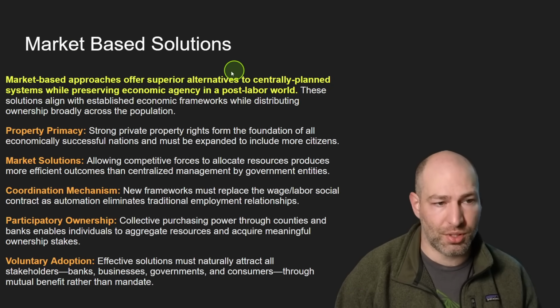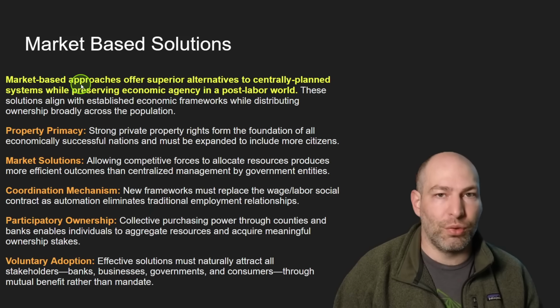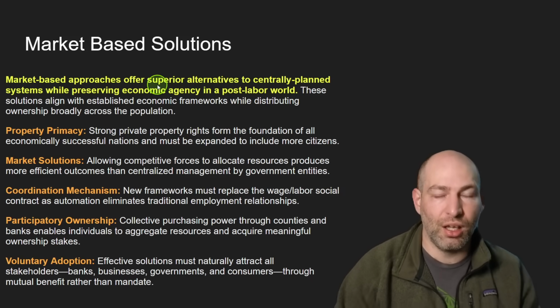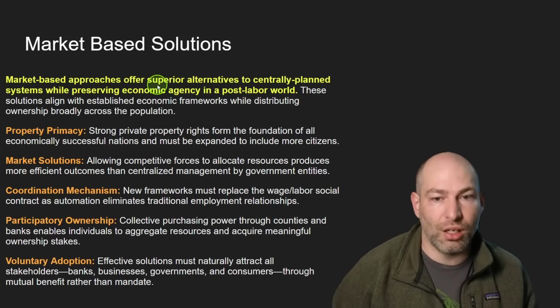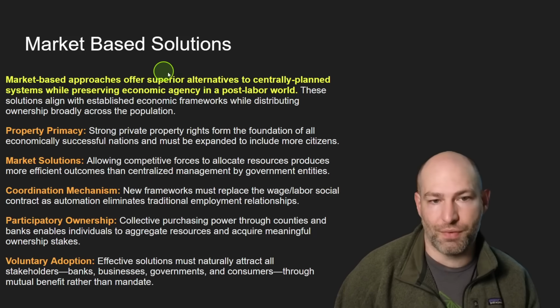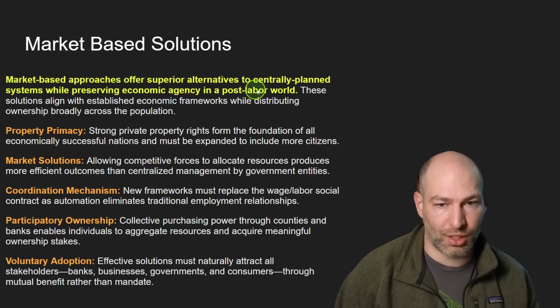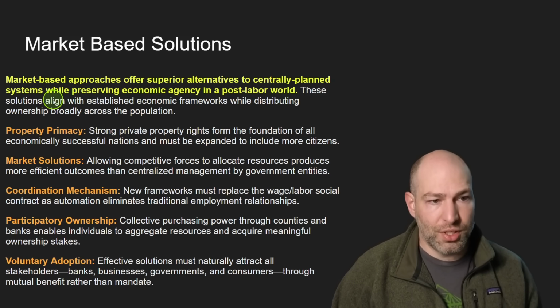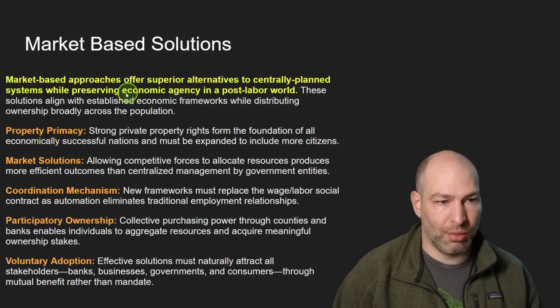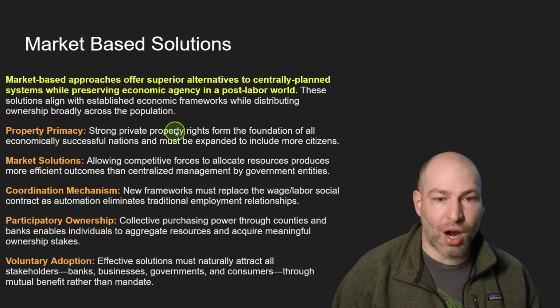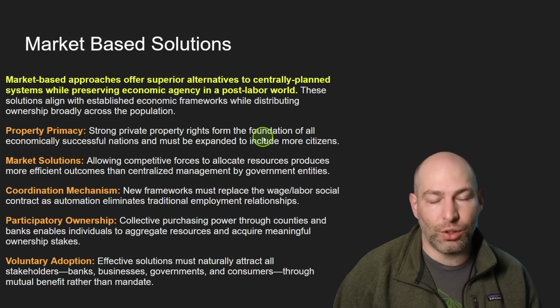Next is market-based solutions. Basically, you want as little government intervention as possible. So market-based solutions is one of the primary goals of post-labor economics, is finding decentralized, distributed methods. So market-based approaches offer superior alternatives to centrally planned systems while preserving economic agency in a post-labor world. These solutions align with established economic frameworks while distributing ownership broadly across the population. Property primacy, number 1. Strong private property rights form the foundation of all economically successful nations and must be expanded to include more citizens.